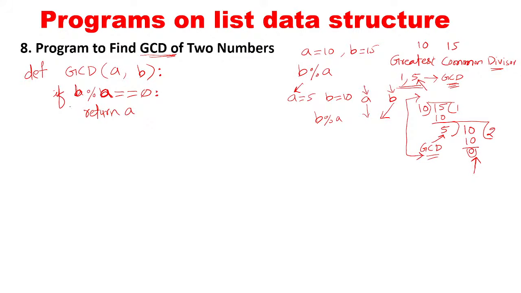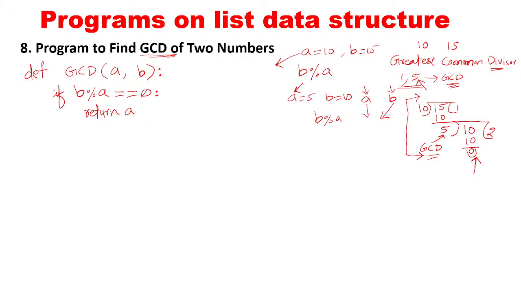Otherwise, what happens? Then you should go to the next level. We'll take the first level and see how it changes the values of a and b. Always it is a and b only. You need to interchange the values. I'll write this clearly: if b mod a is equal to 0, then return a as the GCD. That value we are returning here.